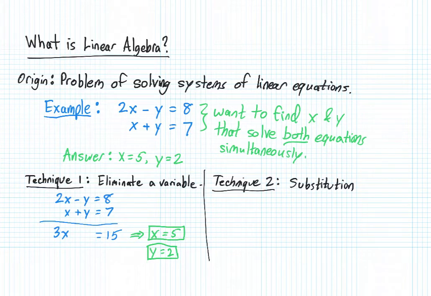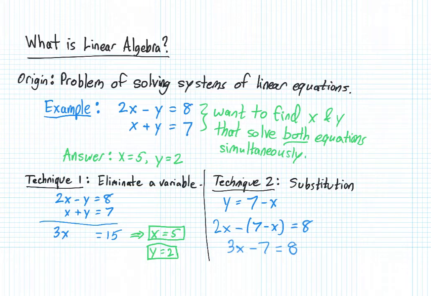So the second technique you might have used is substitution, and here's how that would work. You would take one of the two equations and you would solve for one of the variables in terms of the other variable. So for example, I could take the second equation, and if I solved that second equation for y, then I would get y is equal to 7 minus x. And then I could substitute that into the first equation. So then I'd have 2x minus parentheses 7 minus x is equal to 8, and I could expand the parentheses, simplify, and solve for x.